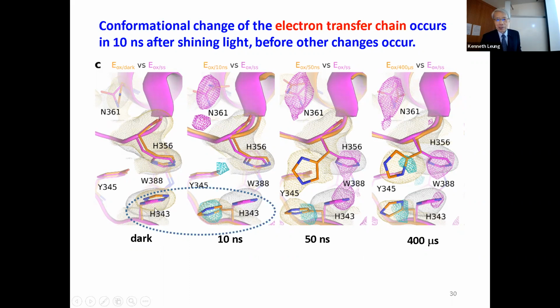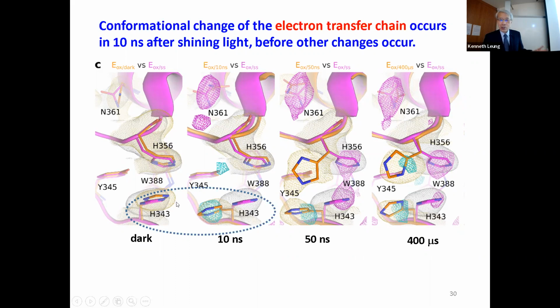This is the histidine that has changed the conformation already. I mean, this is the overlay of two structures. So in one structure, histidine already turned to the other direction. So where is histidine? This histidine is near the electron transfer chain. There is a tryptophan around here, W338, that was known to be involved in electron transfer from previous physical studies.